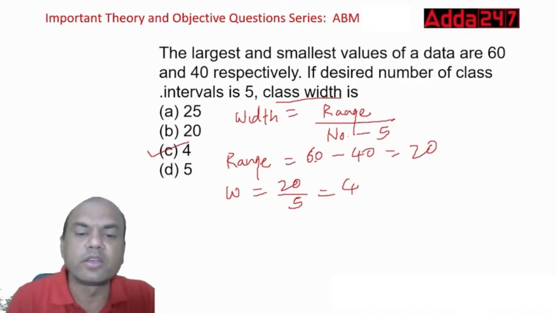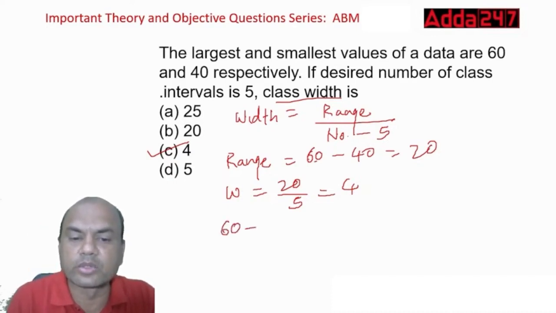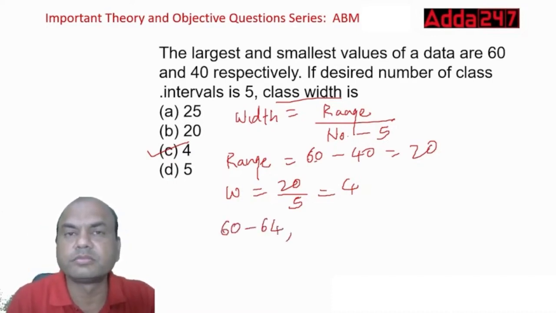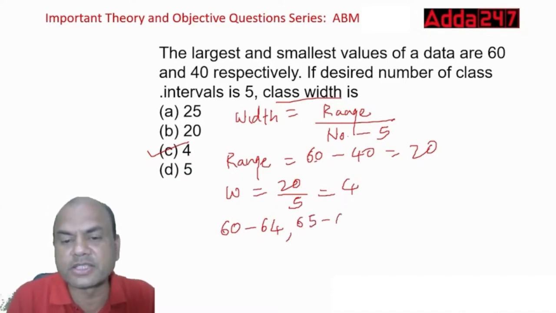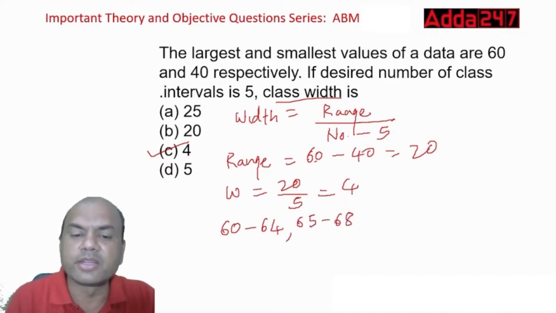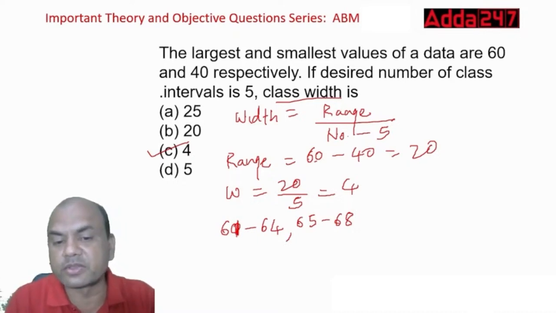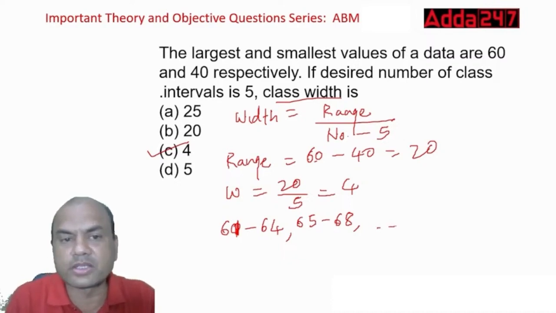It means your classes are 60 to 64. Then 65 to what will you say? 65, 66, 67, 68. Even this you can make it 61. This is an inclusive group: 61 to 64, 65 to 68, and so on.